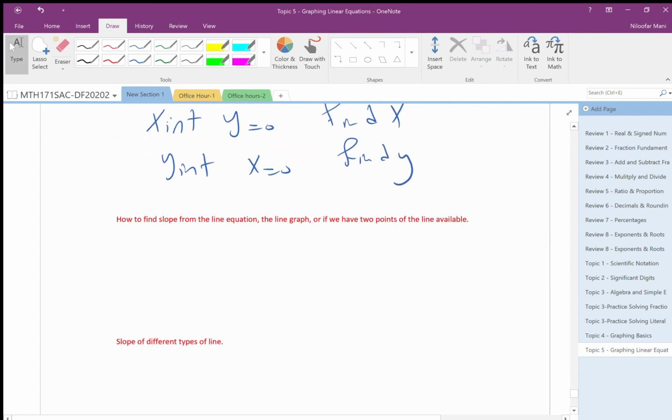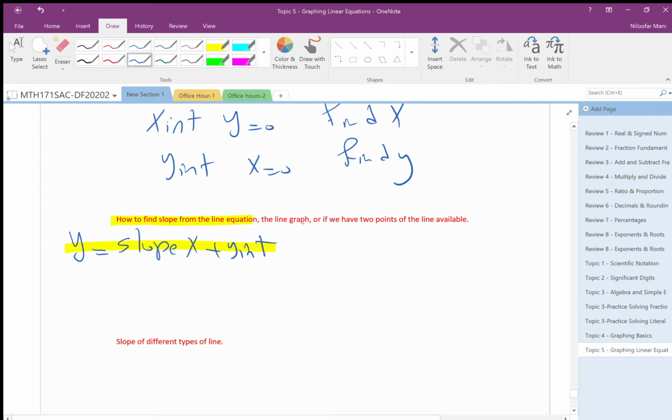How do you find a slope from the equation? From the line graph, if you have two points of the line available. So how do you find it from the equation? You have to isolate: y equals slope times x plus y-intercept. So this is that.